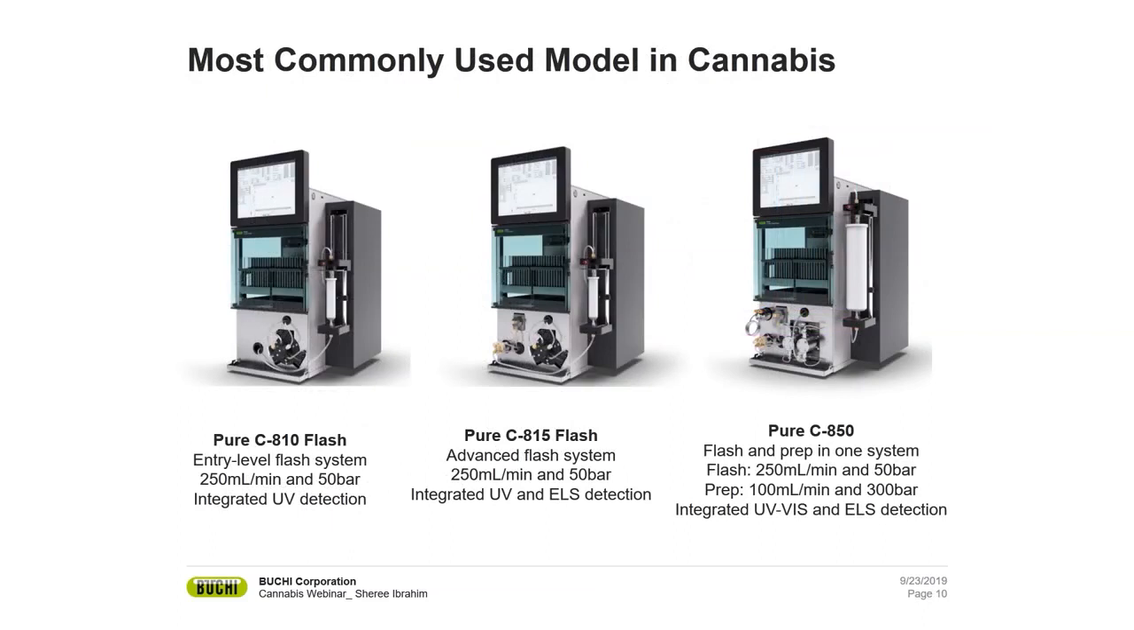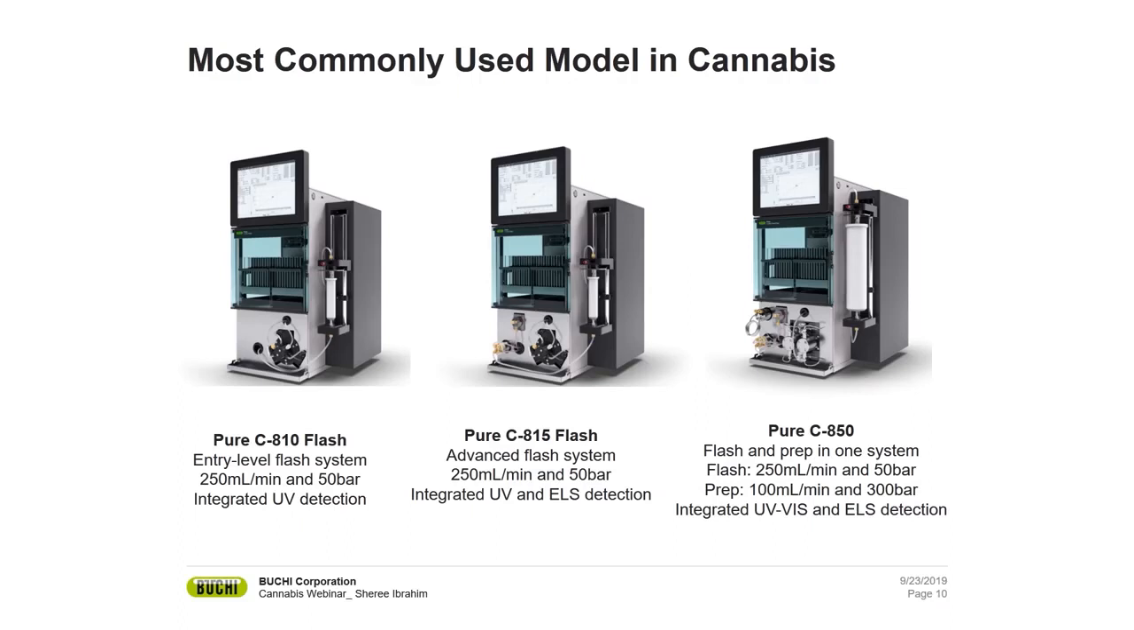In this slide, we have our most commonly used models in the cannabis and hemp industry. To your left, we have this Pure C810 flash mode. This is an entry-level flash system, runs at a 250 mil flow rate, 50 bar. This has a UV detector in it. This is an excellent system for separation of CBD and THC.